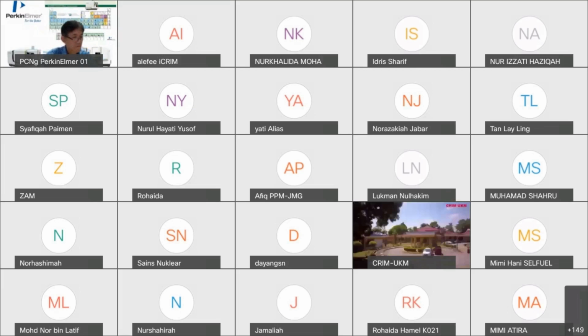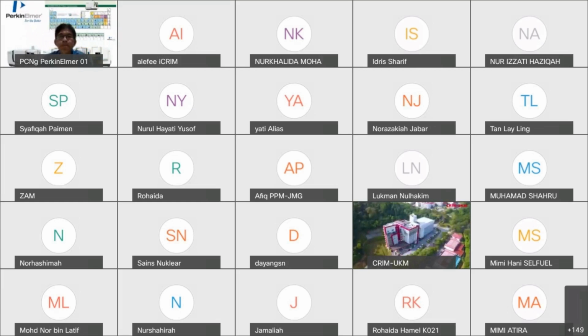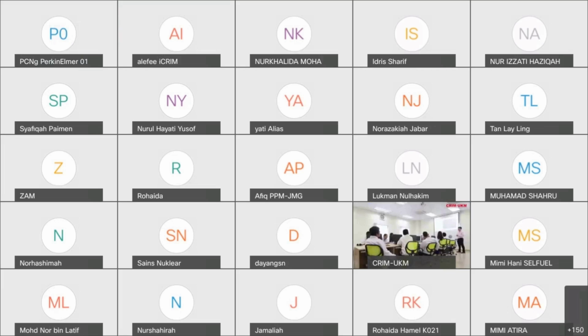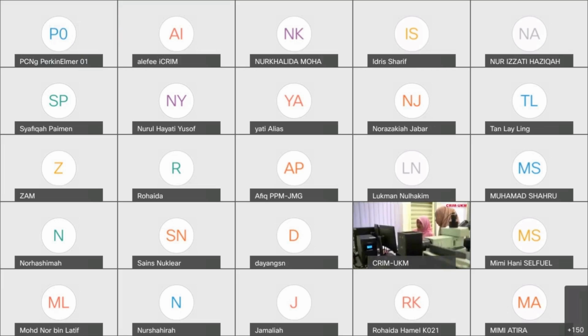Welcome to i-CRIM Centralised Laboratory, Universiti Kebangsaan Malaysia. i-CRIM Centralised Laboratory was officially founded in 2007. i-CRIM Centralised Laboratory provides technical and consultation services to scientific communities.